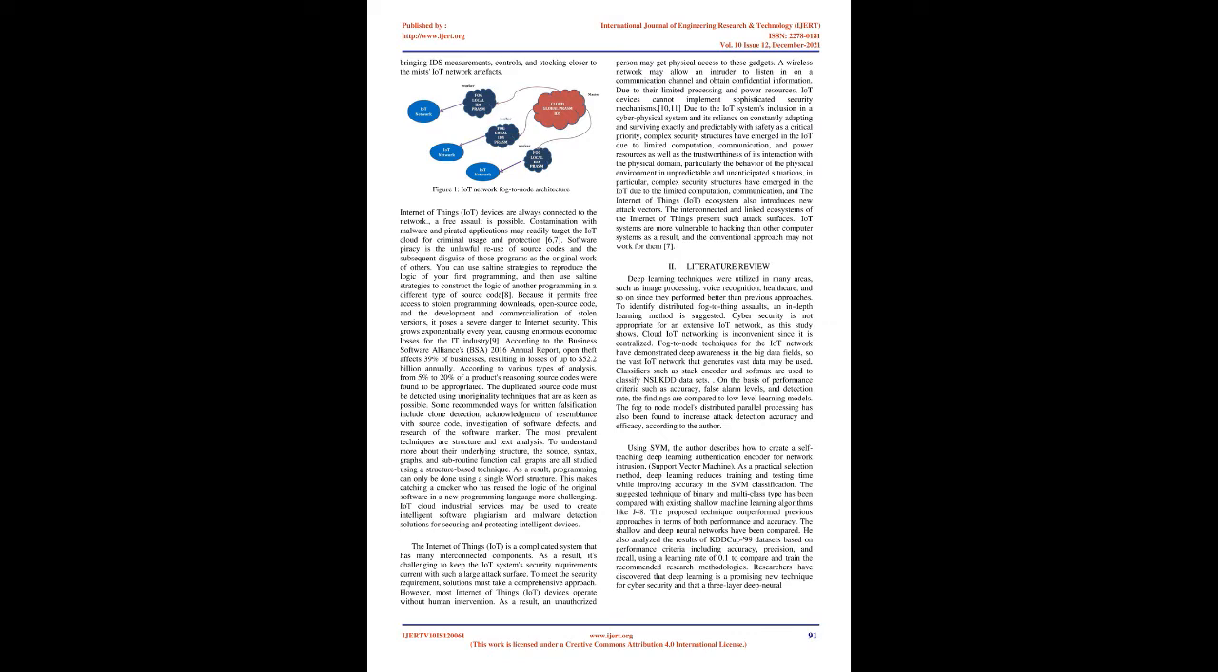In particular, complex security structures have emerged in the IoT due to the limited computation and communication, and the Internet of Things, IoT, ecosystem also introduces new attack vectors. The interconnected and linked ecosystems of the Internet of Things present such attack surfaces. IoT systems are more vulnerable to hacking than other computer systems as a result, and the conventional approach may not work for them.